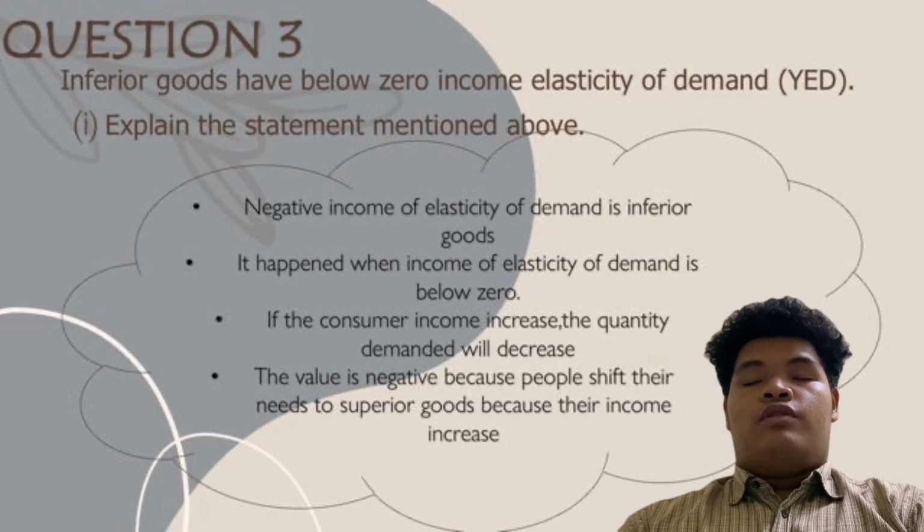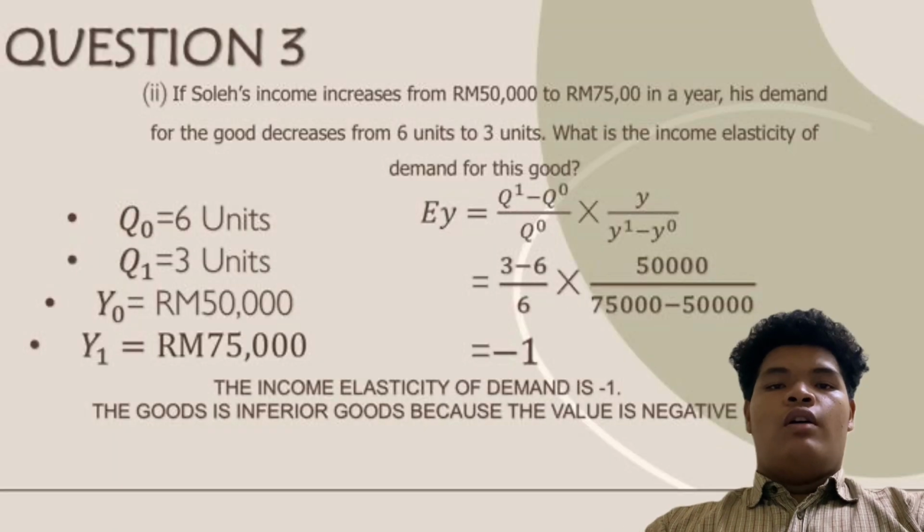So onto the next question. We already know that income increased from 50,000 ringgit to 75,000 ringgit, and the demand for the goods decreased from 6 units to 3 units. So we use the formula to calculate the income elasticity of demand, which is EY equals Q1 minus Q0 divided by Q0, times Y0 divided by Y1 minus Y0. We just need to key in the information into the formula and we will get the answer, which is -1.